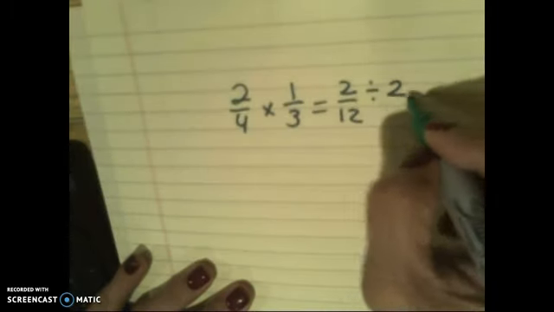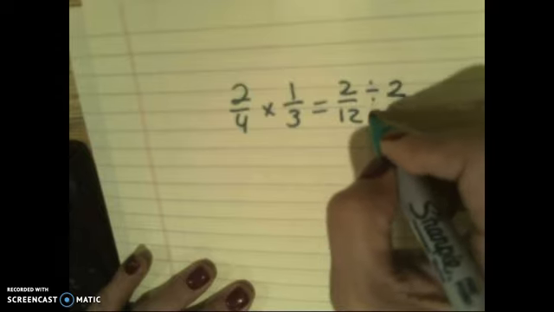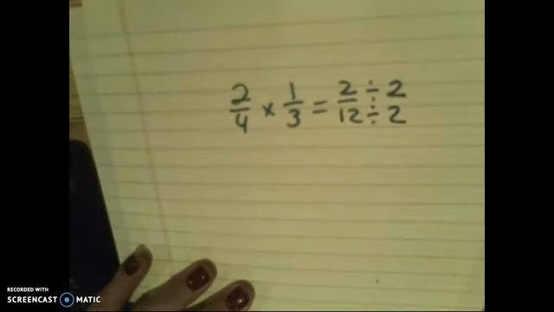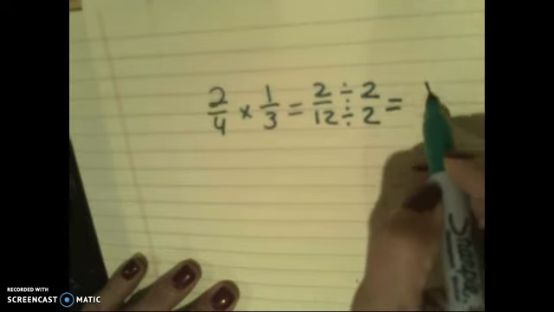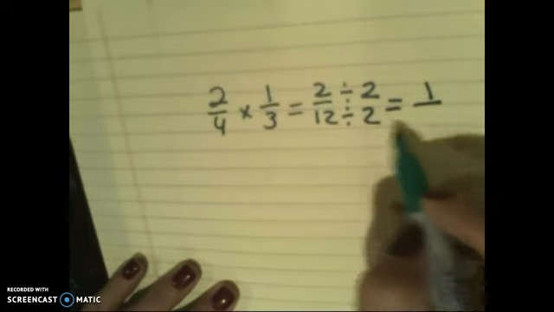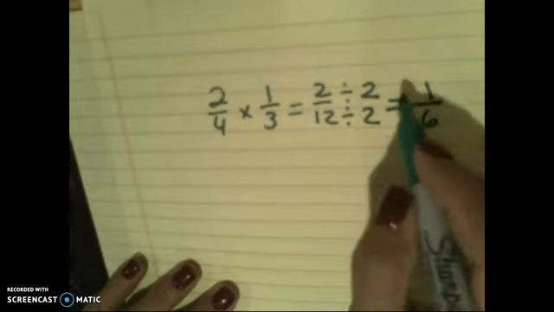So 2 divided by 2, whatever you do to the top, you have to do to the bottom. They have to be the same. 2 divided by 2 is 1, and 12 divided by 2 is 6. That is in simplest form.